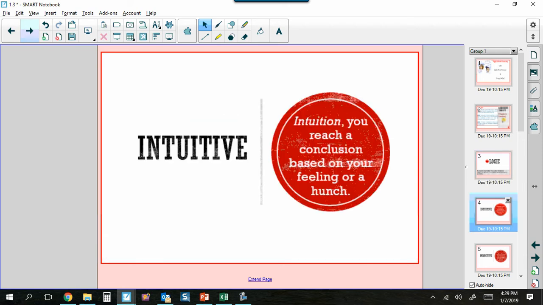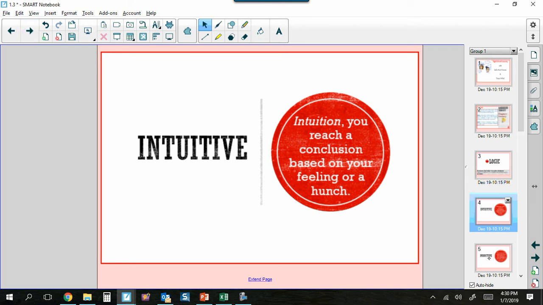Okay, so let's talk about the three different types of logic. Our first type of logic is intuitive. You can write on the side or underneath in the box that says type. Intuitive is much like the word intuition. You reach a conclusion based on your feelings or your intuition. It's almost like you're going with your gut. What I see a lot of times is lottery tickets. If you play the lottery and you go with your gut feeling on numbers, or you always play the same numbers because they're your lucky numbers, that's your intuition telling you to do that.